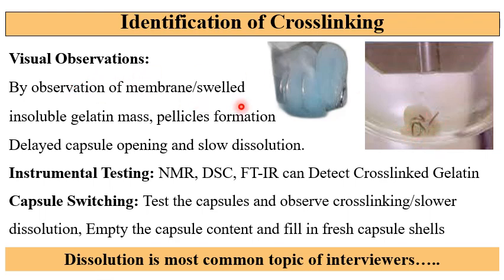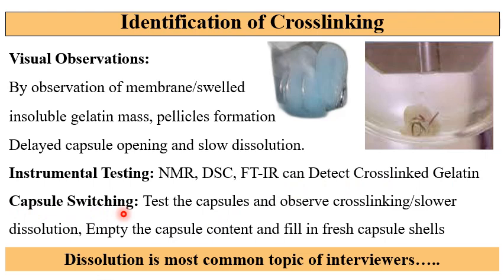So by observation of the membrane which is swelled and the insoluble gelatin mass or pellicle formation, due to this the capsule opening will be delayed and dissolution will be slower. So pellicles can be identified by visual observation. There are some instrumental techniques also, which involve instrumental testing by NMR, DSC, FTIR, which can detect the cross-linking in the gelatin molecule.